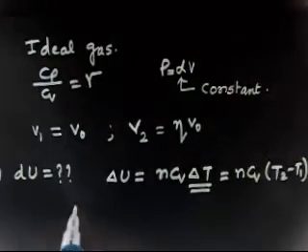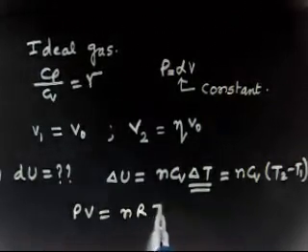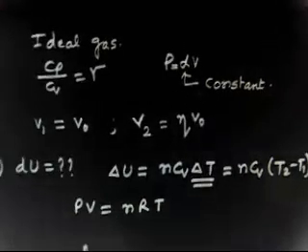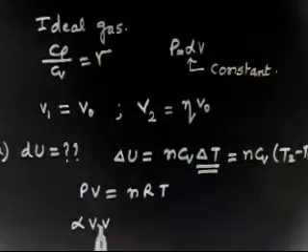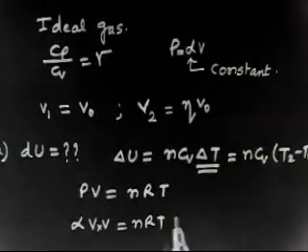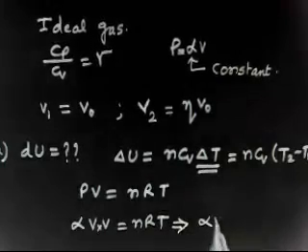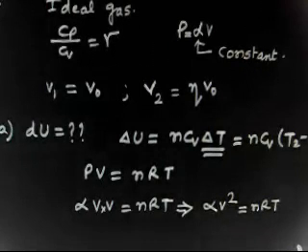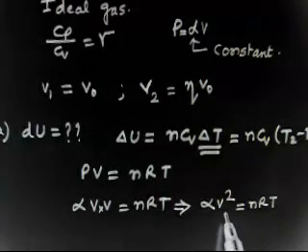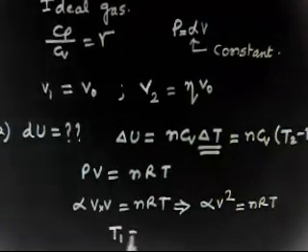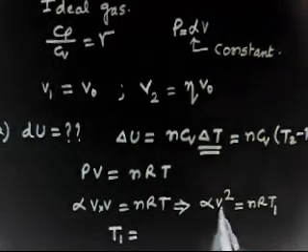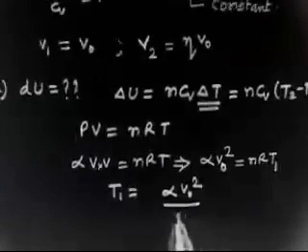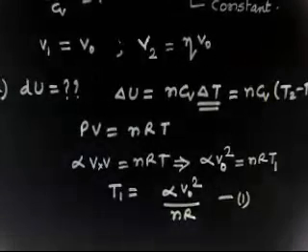If I apply the ideal gas law, PV is equal to nRT, and the equation says P is equal to alpha V. So if I write alpha V into V, this is equal to nRT. From here I can write alpha V square is equal to nRT. Now the initial volume is V naught, so T1 will be alpha V naught square divided by nR. So this is my first.